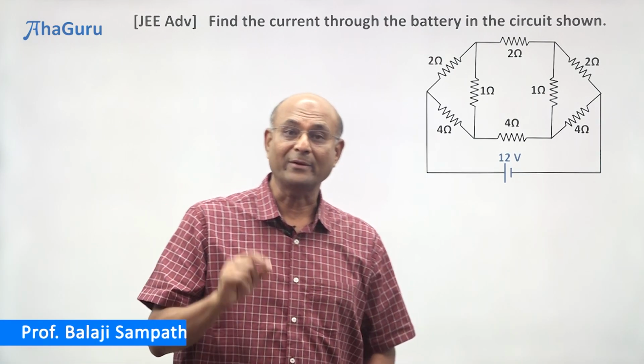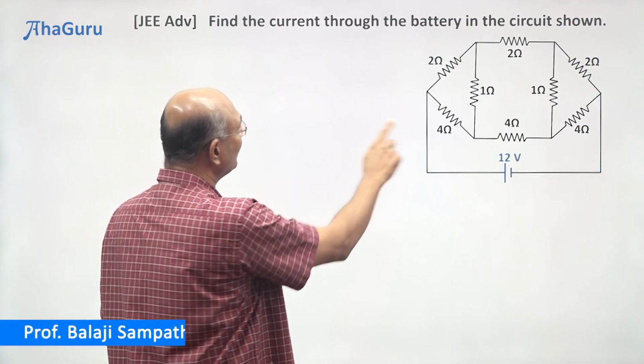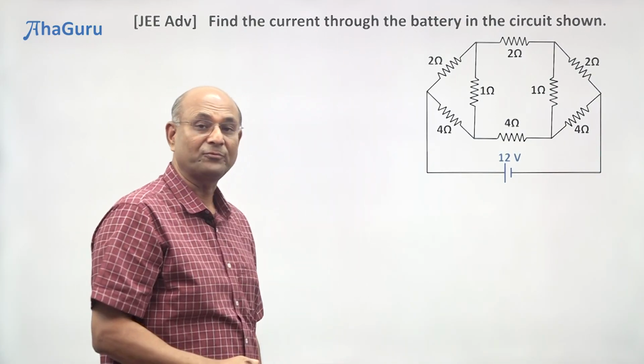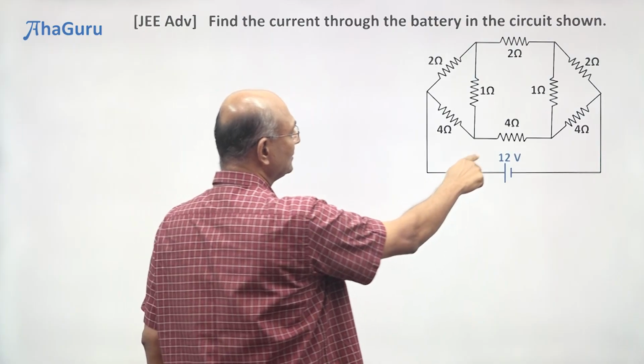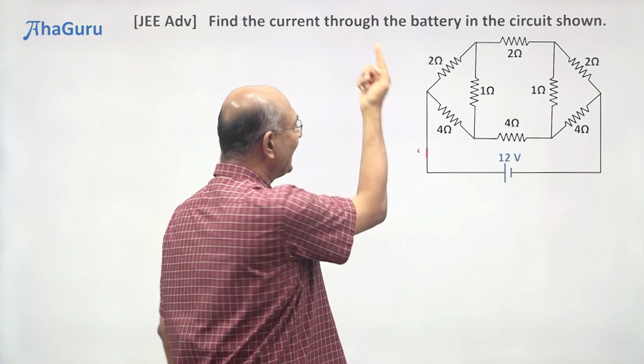Here is an interesting question that came up in the IIT JEE Advanced. This is a circuit question, and the question is asking us to find the current through the battery. This is a 12-volt battery. You want the current through this battery. Let us say it is I.